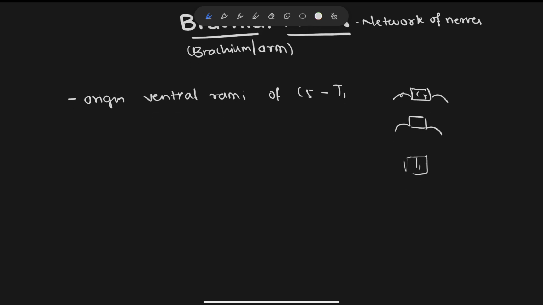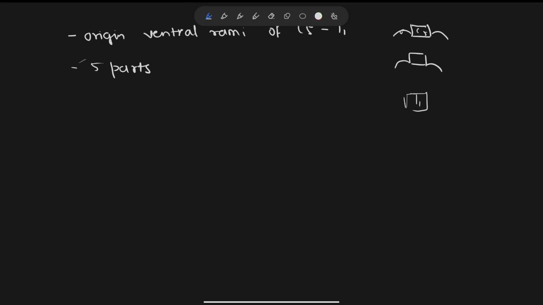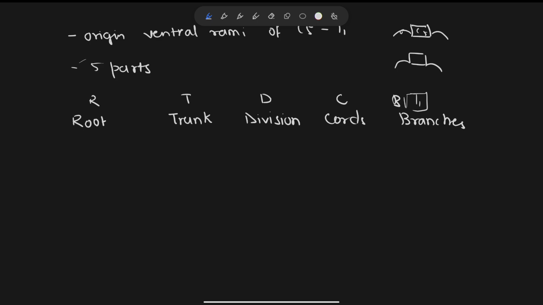Okay, so it has 5 parts. Which parts are they? It's easy to learn. We have root, then trunk, then division, then cords, and then branches. Okay, R, T, D, C, B. Root, trunk, division, cords, and branches. So let's start to learn how our brachial plexus is formed.